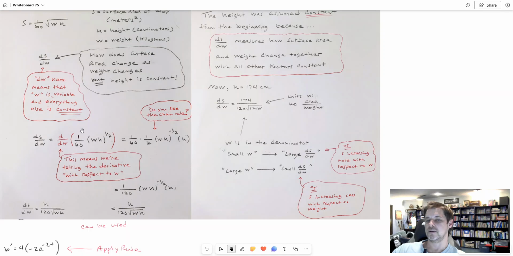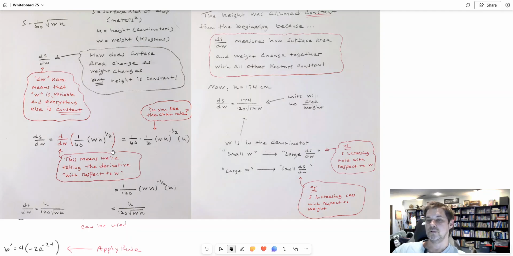Real quick, sometimes we write Leibniz notation like this. Like I'll say, okay, here's what I'm doing. You want the derivative of s with respect to w. I'll take the derivative with respect to w of this. So this is another way that Leibniz notation is sometimes written. It just says that here in this step, I'm taking the derivative of that formula with respect to w. And that means, like I said earlier, that in that formula, w is the variable and h is a constant. So I'm treating h like a constant.